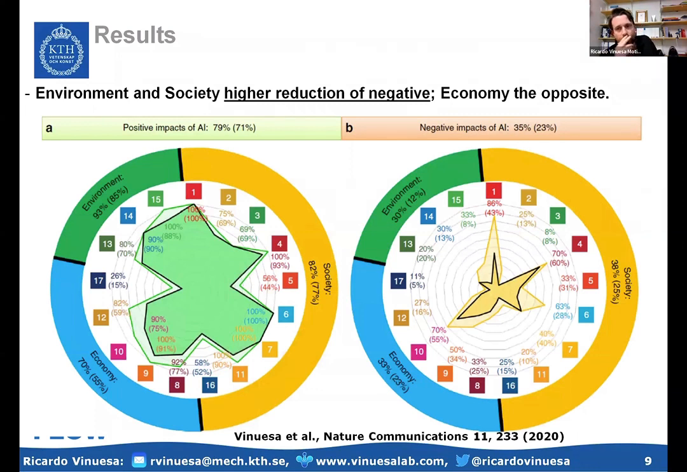What we can see on the left is, for each of the SDGs, the percentage of targets that is positively affected by the development of AI, and on the right, the percentage of targets from each of the SDGs that receives a negative influence as a consequence of the development of AI. We can focus on the light lines over here, but what we can actually do is to analyze the strength of the evidence of the references used to make these positive and negative relations.